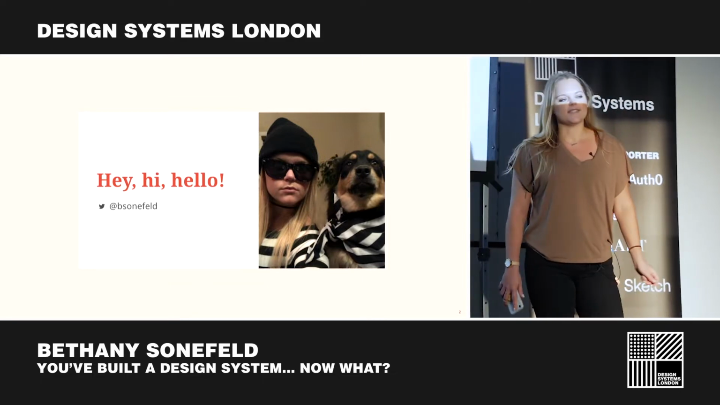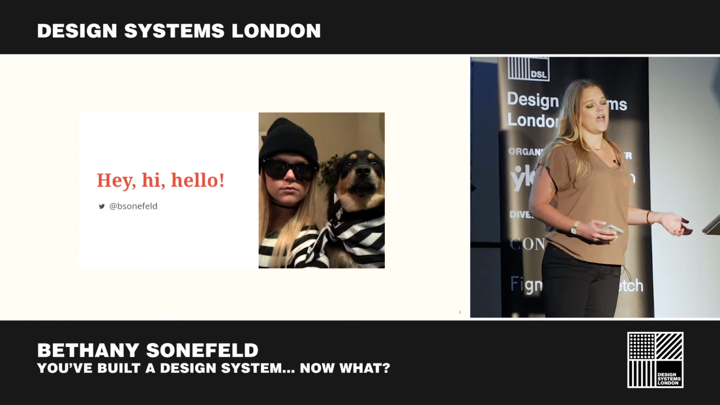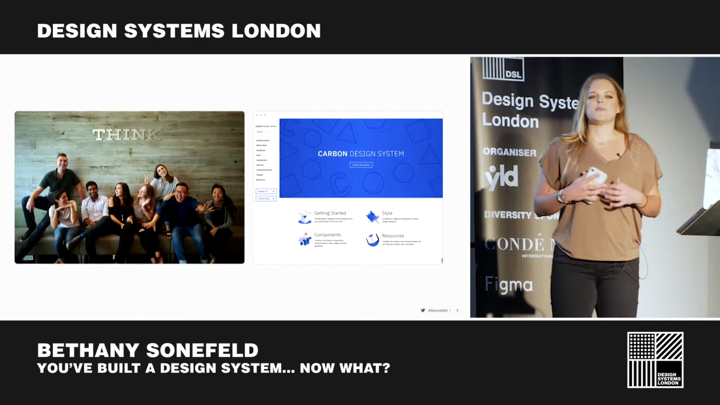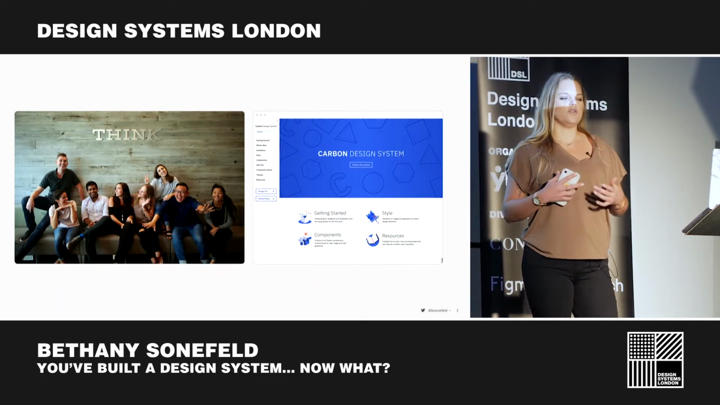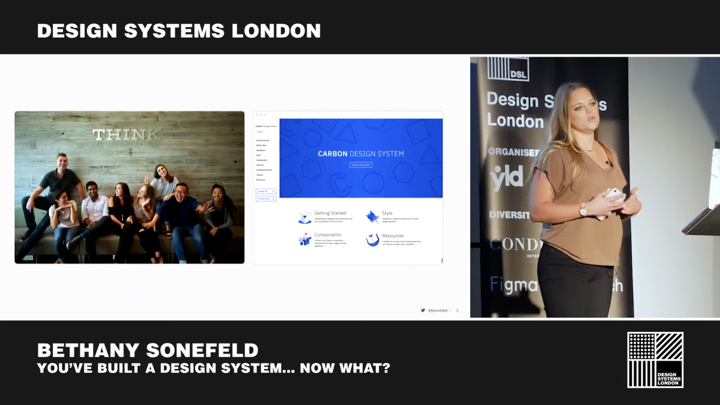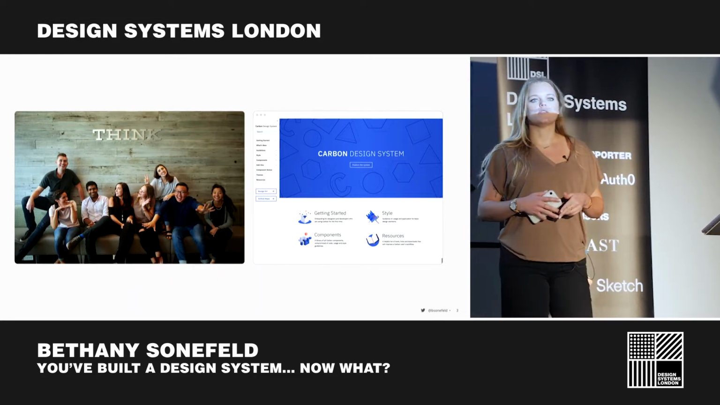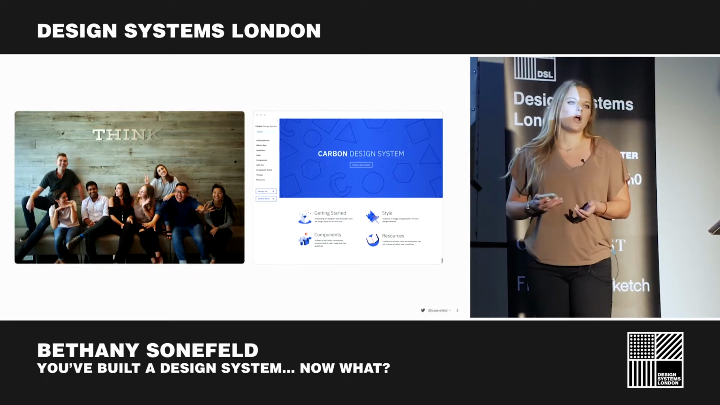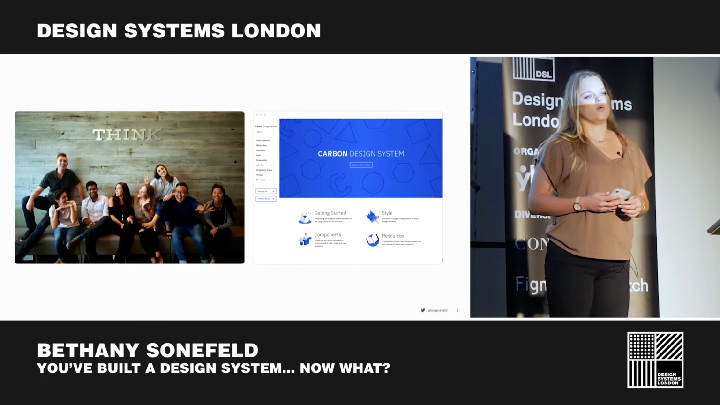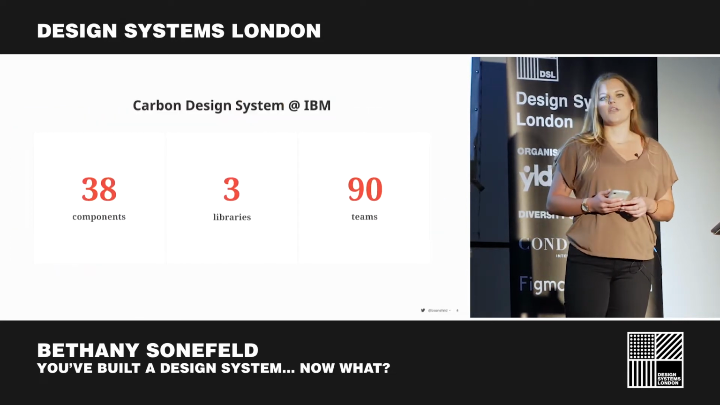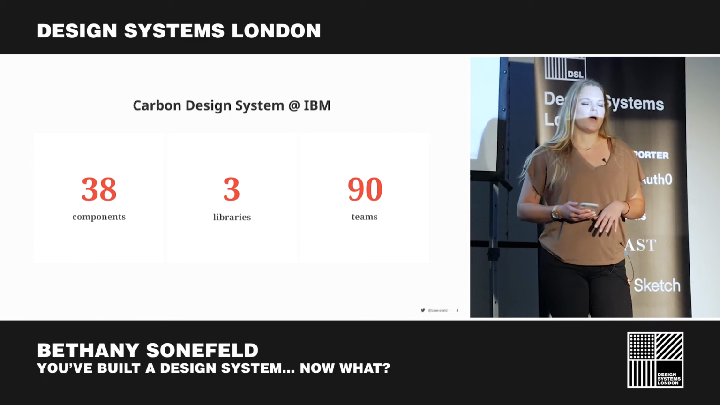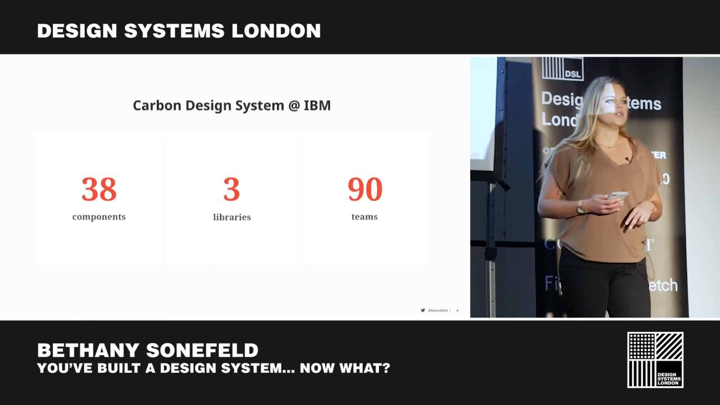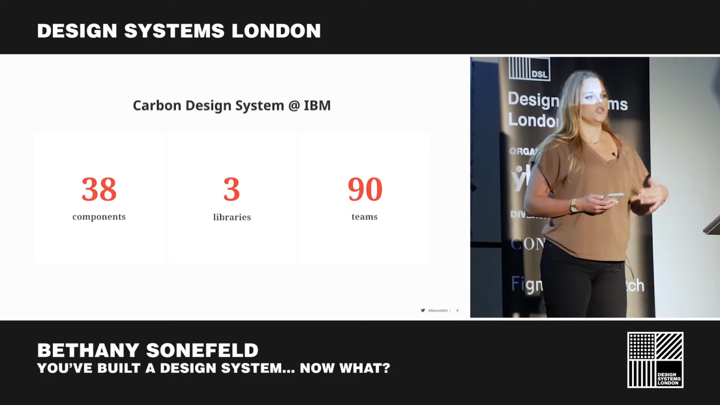So I'm a UX designer at RetailMeNot currently, but previous to that, I was a design lead for the Carbon design system at IBM. My responsibilities ranged from writing documentation to working on UX for the components to actually leading the day-to-day efforts of the team. For those of you that aren't familiar, Carbon is the design system that powers the IBM Cloud platform. In terms of numbers, it's comprised of about 38 components, currently spread across 3 different libraries. And during my 2 years there, we onboarded about 90 teams to start using the design system.